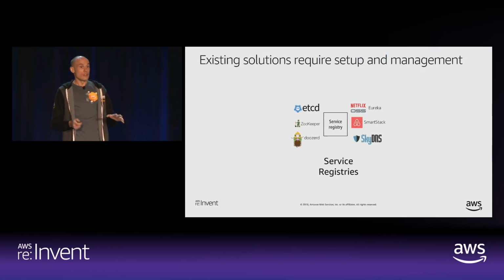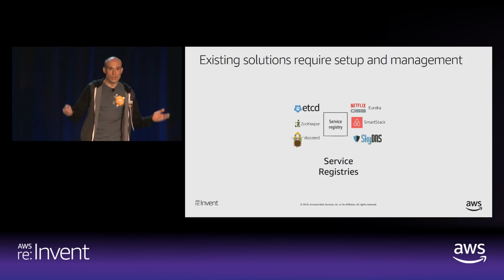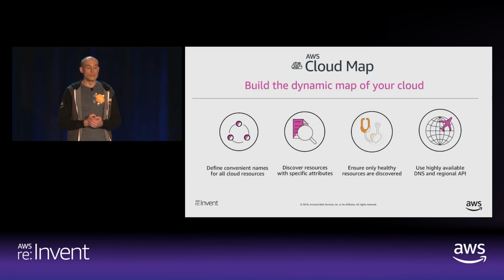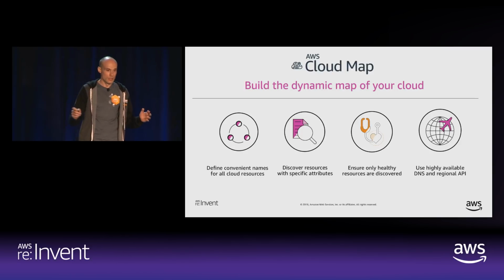So there are a lot of existing solutions in that space, but all of them require setup and management. And we heard that you guys would love to have a managed service that does exactly that. That's exactly why we introduced AWS Cloud Map. It's a tool to build a dynamic map of your cloud.